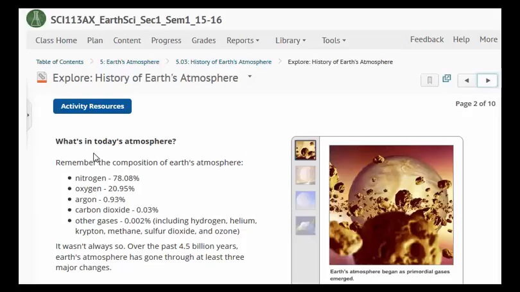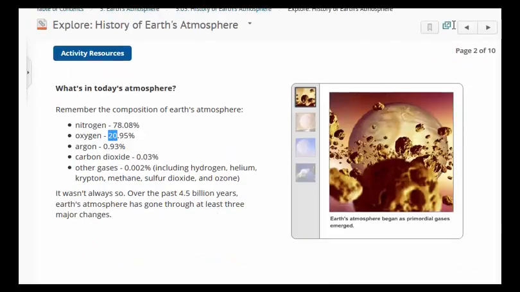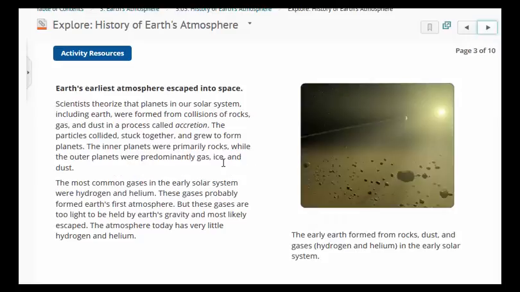So today's atmosphere, or the modern atmosphere, is made up of mostly nitrogen and oxygen. It is nitrogen and oxygen rich, as we call it. 78% nitrogen, 21% oxygen, and less for the other ones. But it has not always been that way. So let's start with how scientists believe that the Earth formed and the solar system formed.